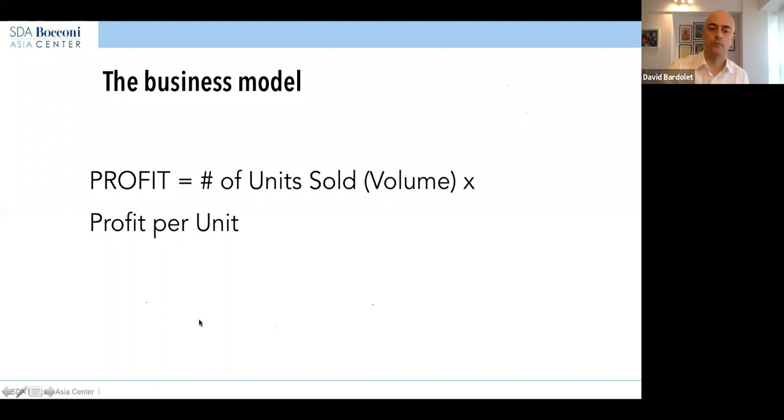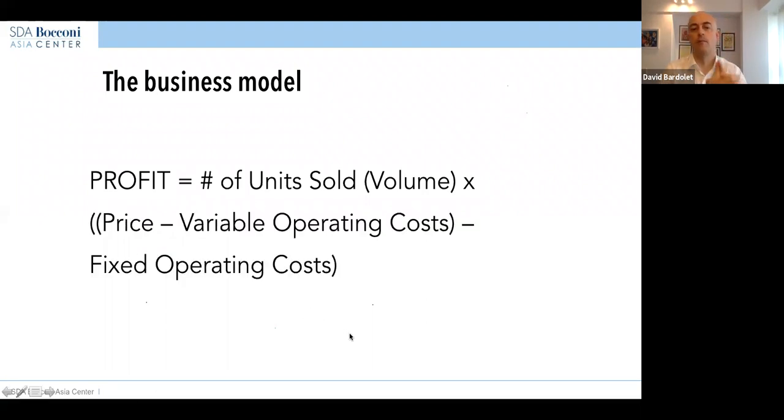So we could break it essentially into price and 2 types of costs. The variable operating cost, which is the cost that I incur every time I make another unit. It's depending on the number of units that I sell. If I sell 10 units, I have to spend 10 times that variable cost. If I sell 1,000 units, I have to spend 1,000 times that variable cost.